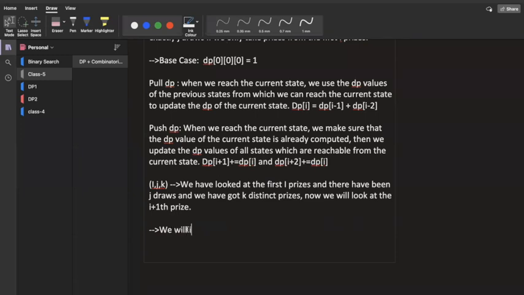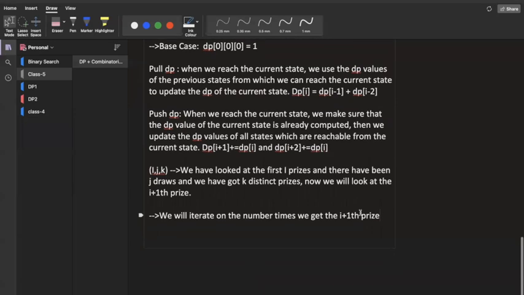So we will iterate on the number of times we get the I plus 1th price. This will contribute another nested loop of size 50, and the time complexity becomes 50 raised to the power 4, which is still fine. We are going to iterate on the number of times we pick the I plus 1th price. Let's say it is J1. So let's say we pick the I plus 1th price exactly J1 times.